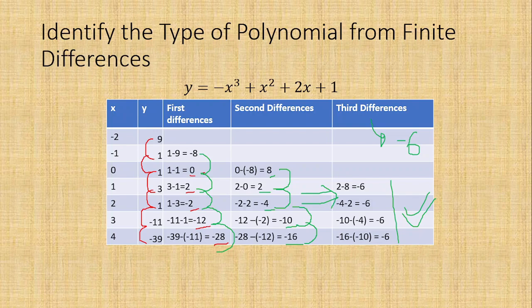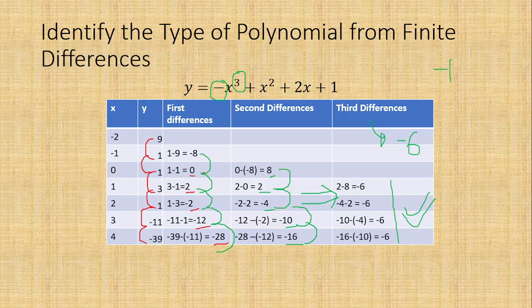Okay, so what can we say? Now, what is the degree of this polynomial? The polynomial has a degree of 3. And what is the sign of the leading coefficient? The leading coefficient has a sign of minus, so that is a negative sign, or it is actually minus 1. Leading coefficient is minus 1, and the third difference is minus 6. So both of these have the same sign.